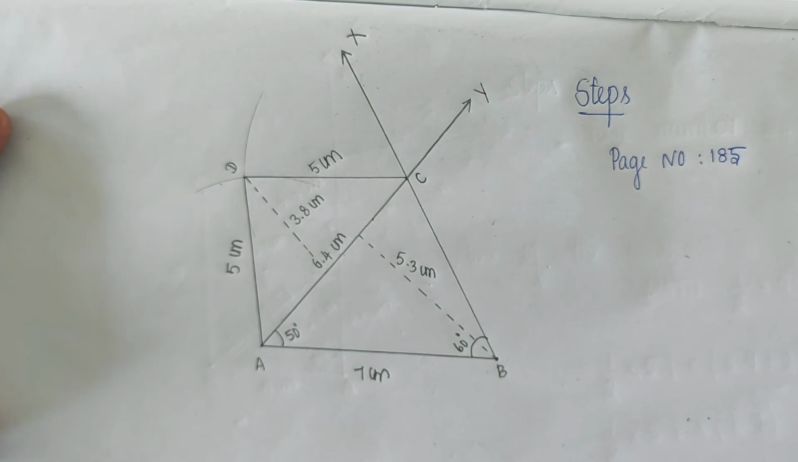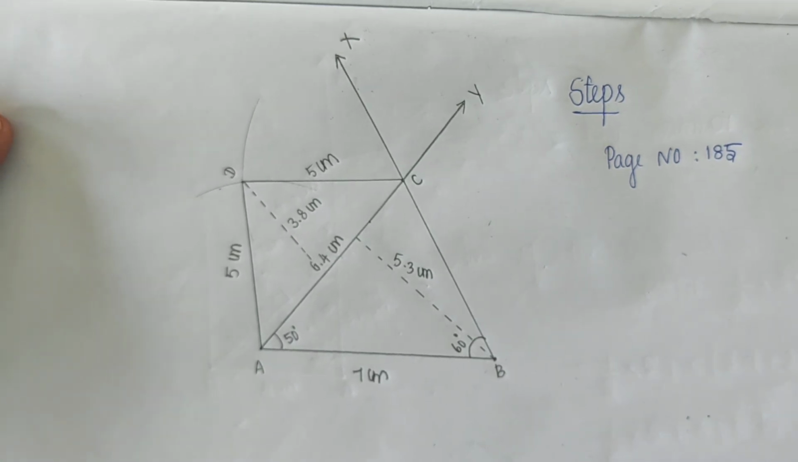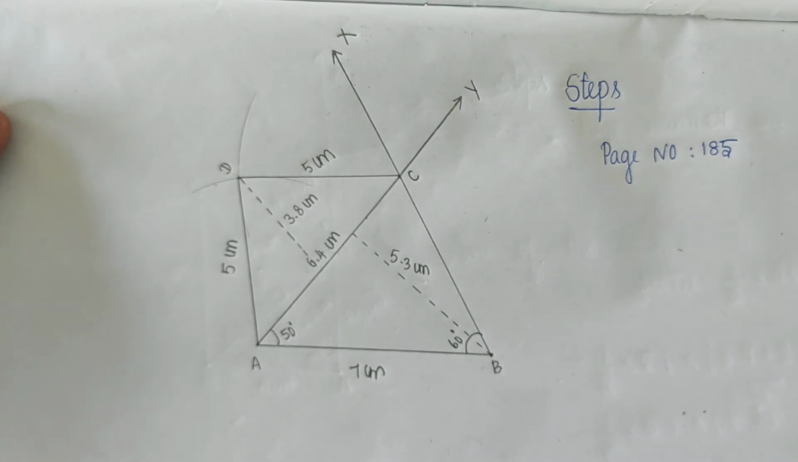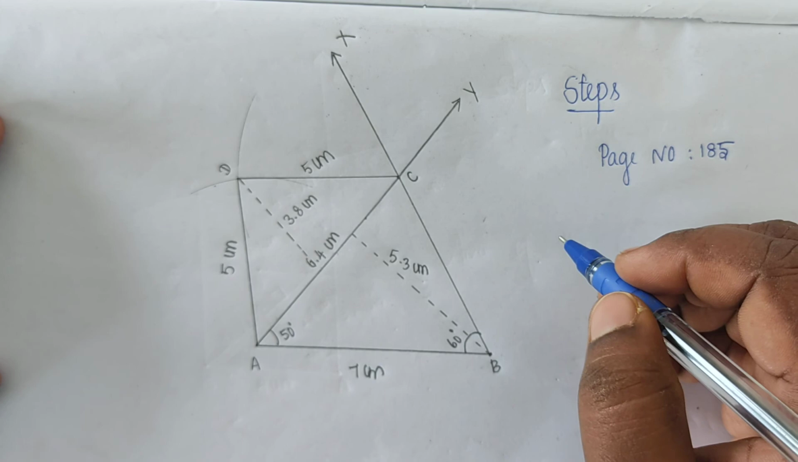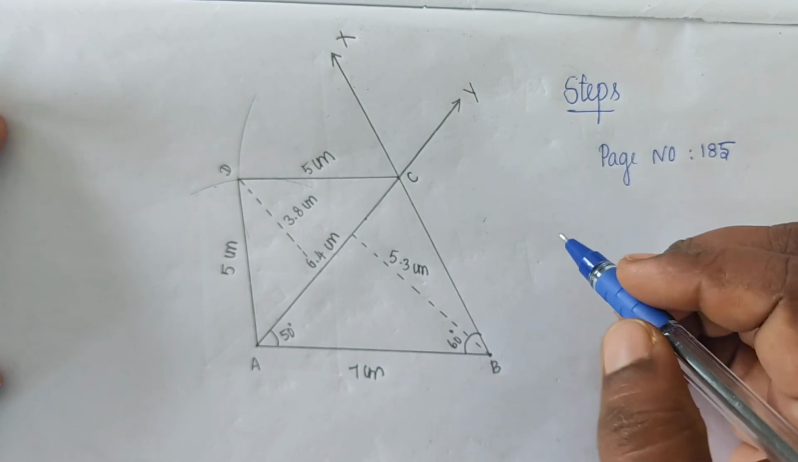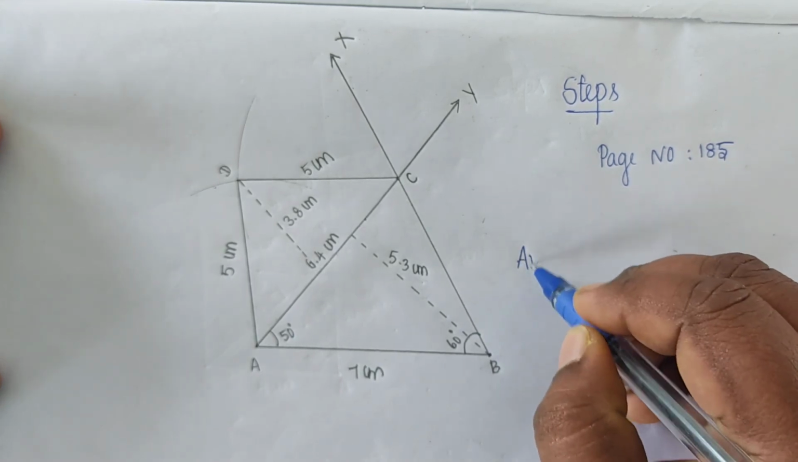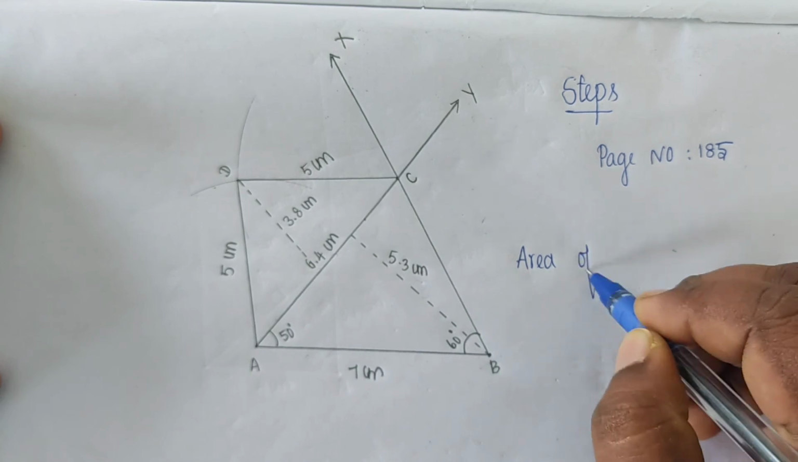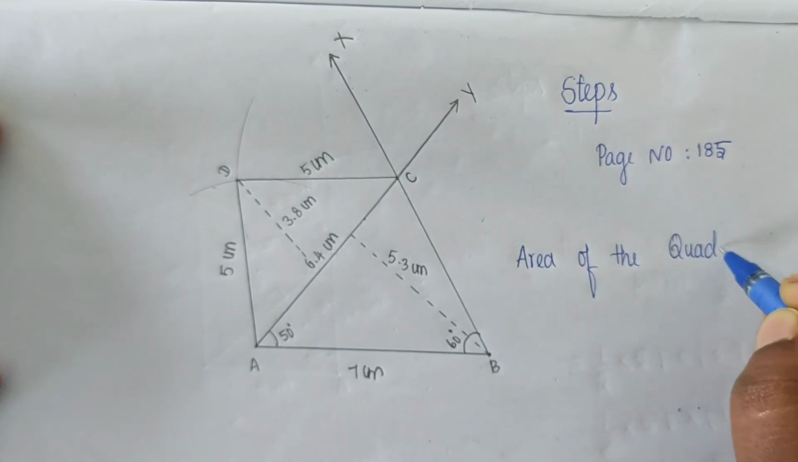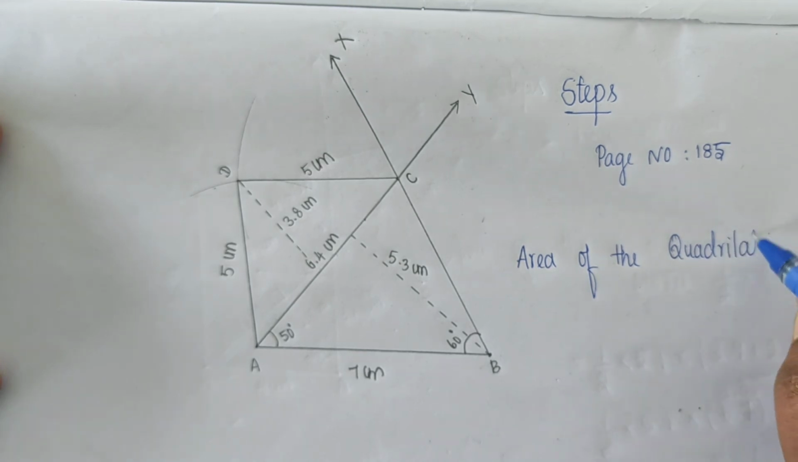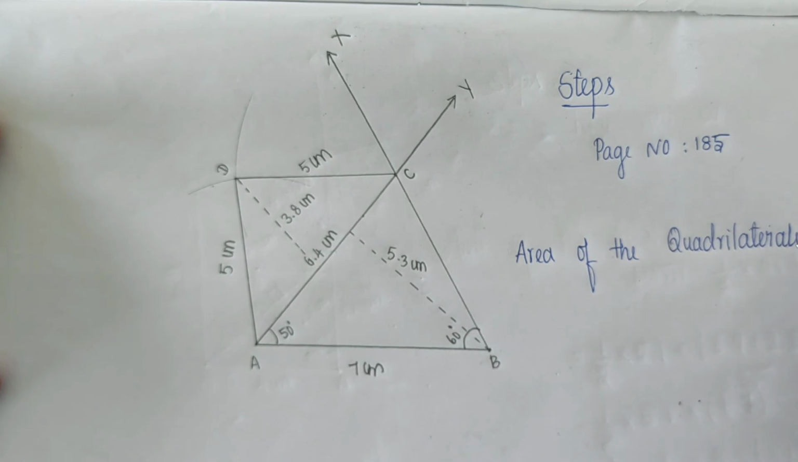Okay, students, did you write the steps? Okay, good. Next, we find the calculation of area. Area of the quadrilateral, this name is ABCD.